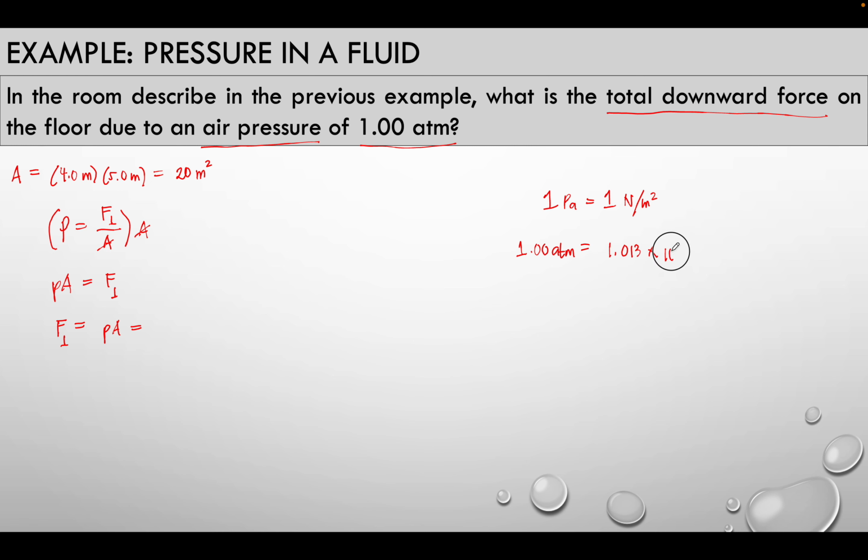1.013 times 10 to the power of positive 5 Pascal, which is also equal to 1.013 times 10 to the power of positive 5 newtons per square meters. So this is the equivalent of 1 ATM. Okay, so we will be using this value right here.